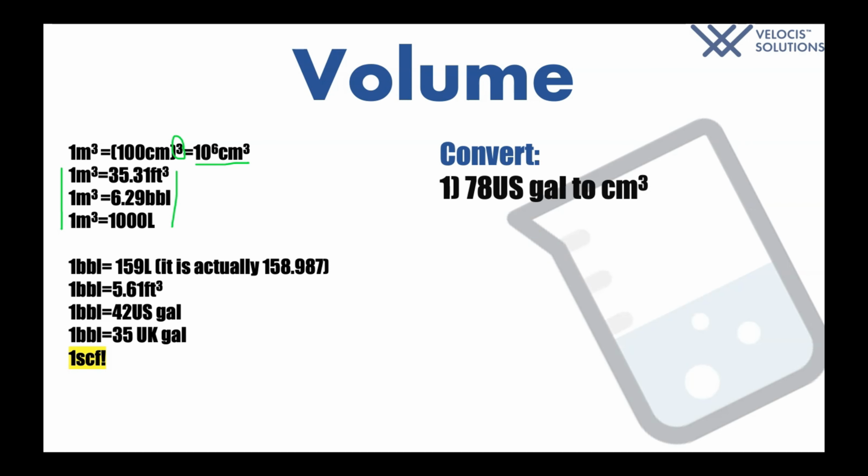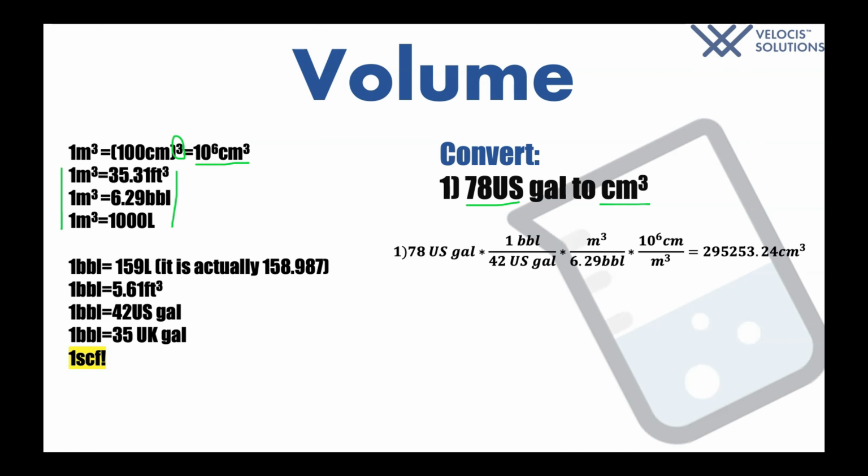Let's try to convert 78 US gallon to centimeter cube. Again, we are not provided with a direct conversion factor, so we will do it step by step. First, by using this we are going to convert US gallon to barrel by dividing it by 42, and we cancel out gallons here. Following this, we are going to convert barrel to meter cube by dividing it by the conversion factor, and finally we are going to convert our meter cube to centimeter cube.